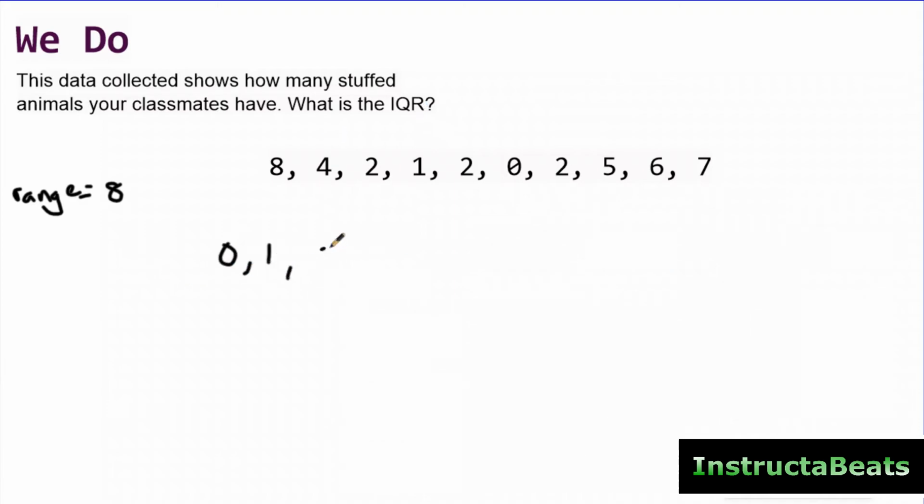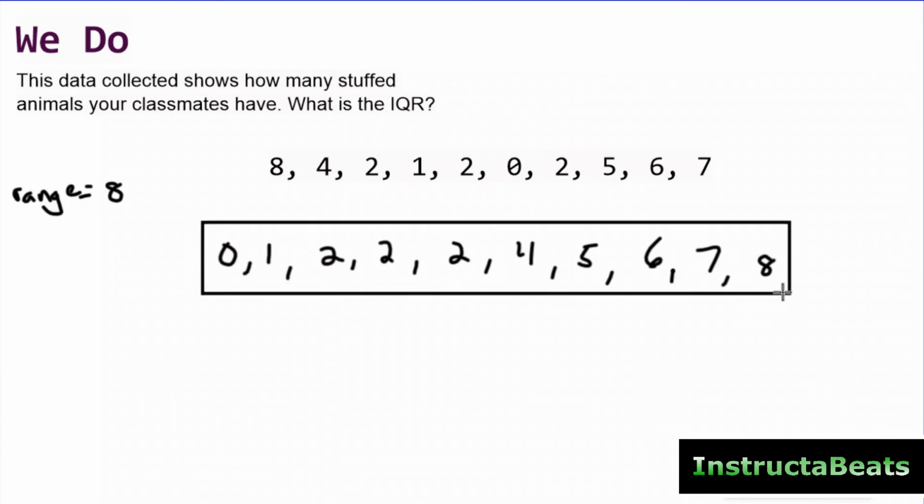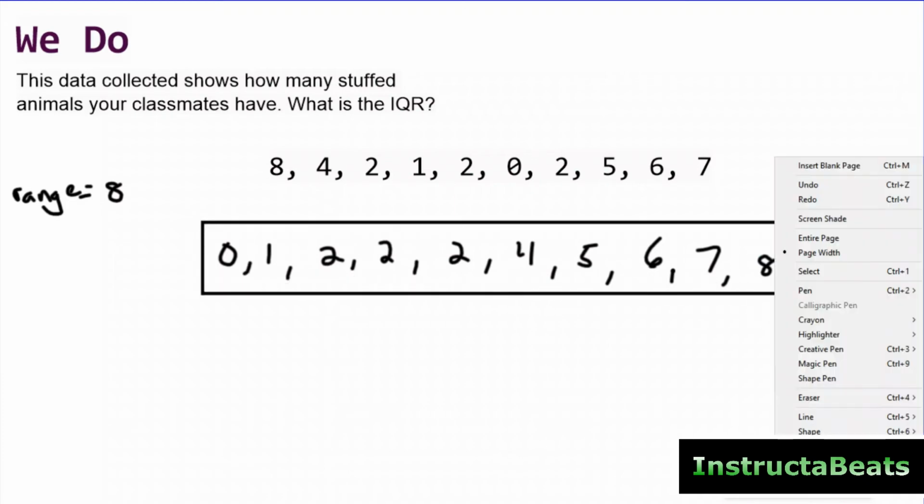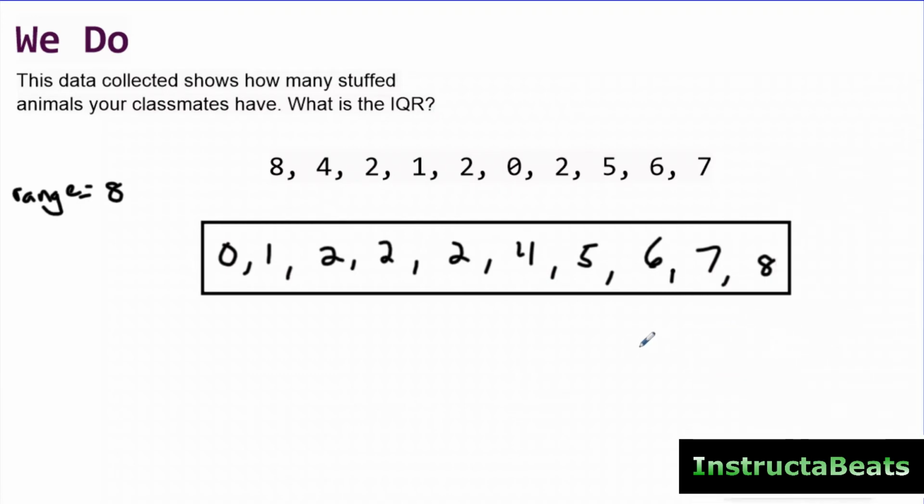So I have 0, 1, I have 3 2s right here, I have a 4, a 5, a 6, a 7, and then I have an 8. And you don't have to draw this area model. I'm just trying to kind of visually show it to you as we do it together. You don't need to draw that, but it's just something that helps me kind of figure it out.